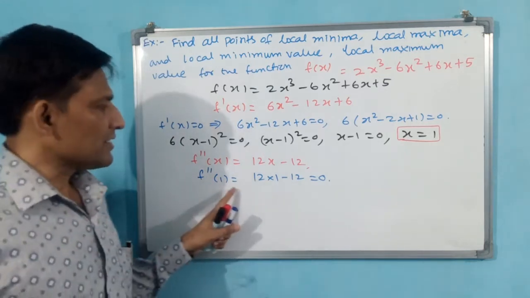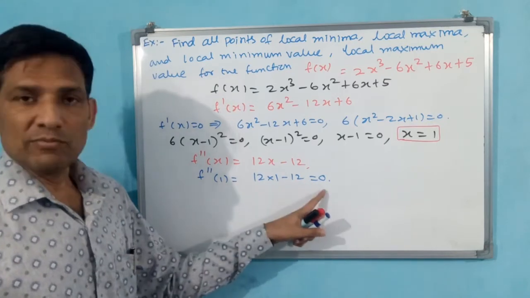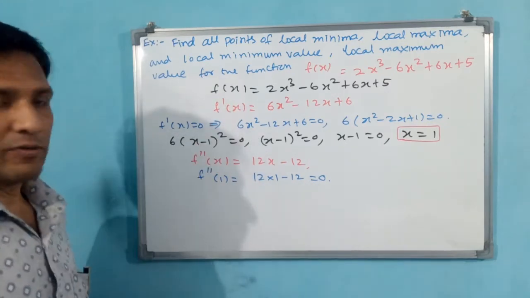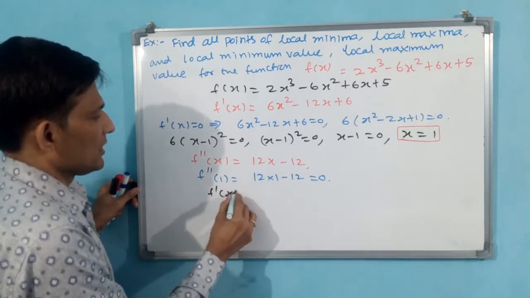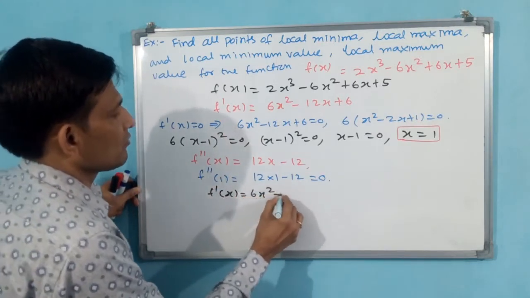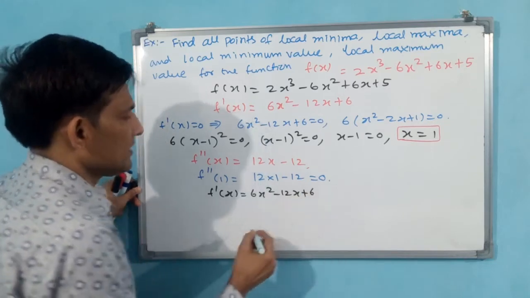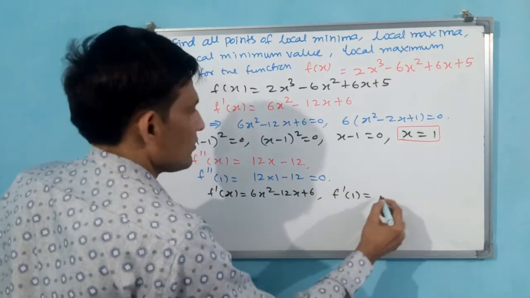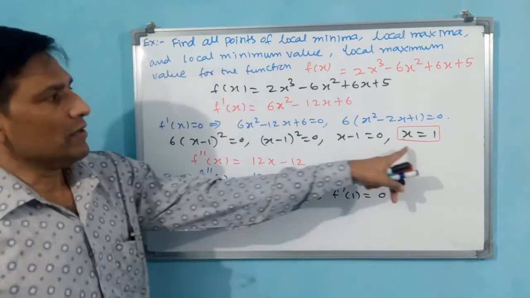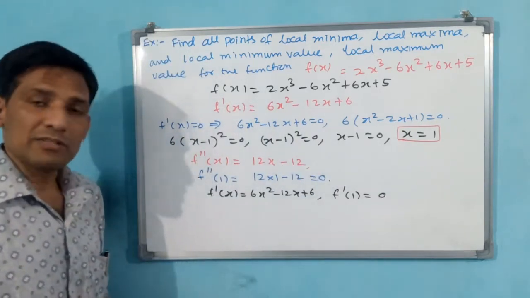See, when f double dash c is 0, then go back again to the first derivative. First derivative I have gone. You see, f dash x is equal to 6x square minus 12x plus 6 is the first derivative. See, here automatically f double dash 1 is equal to 0. If x is equal to 1, f double dash 1 is equal to 0.